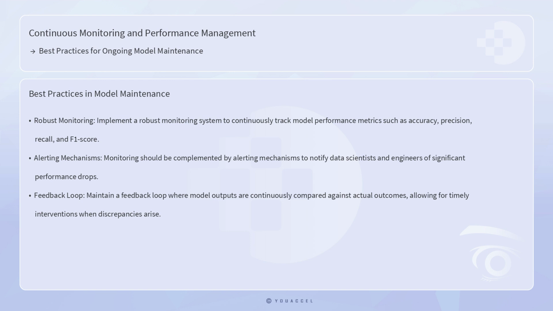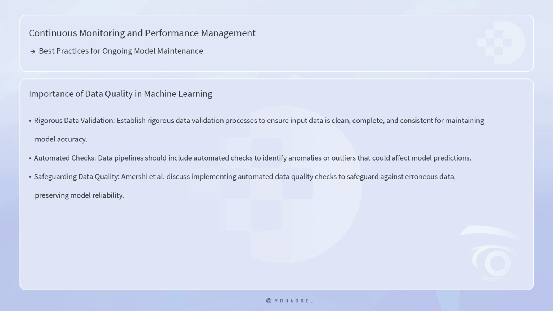For instance, a study by Scully et al. highlights the importance of maintaining a feedback loop where model outputs are continuously compared against actual outcomes, allowing for timely interventions when discrepancies arise. Data quality plays a pivotal role in the performance of machine learning models. As such, another best practice is to establish rigorous data validation processes. Ensuring that the input data is clean, complete, and consistent is crucial for maintaining model accuracy. Data pipelines should include automated checks to identify anomalies or outliers that could affect model predictions.